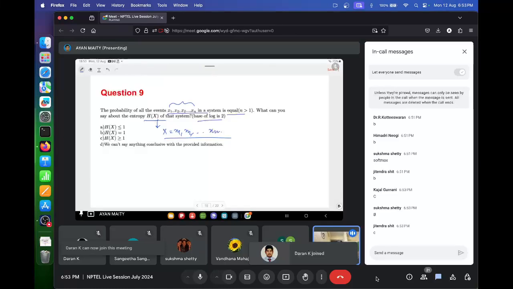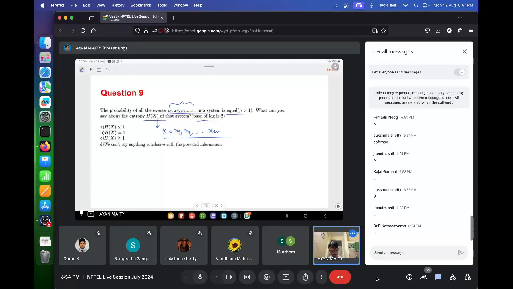Kajal says option C, Shushma says option B, Jitendra says option C. Okay. Dr. R. Kotteswaran says option C, Himadri says option C.